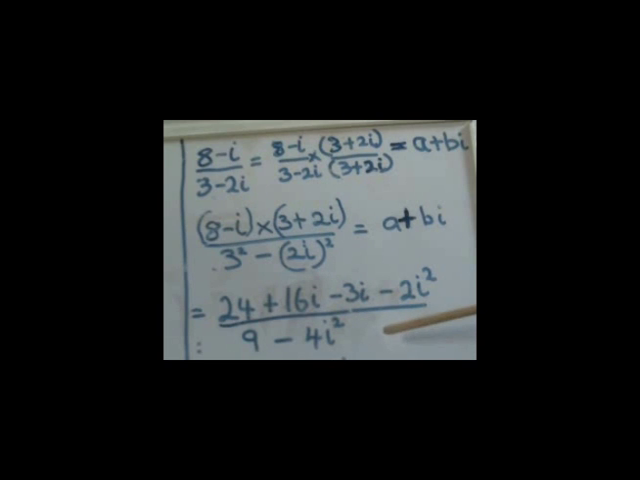And remember, earlier on, we worked it out that i squared is equal to minus 1. Yes, i squared is equal to minus 1. So we can substitute for i squared here and here. So where we have i squared, we replace it with minus 1. So we go on to here.